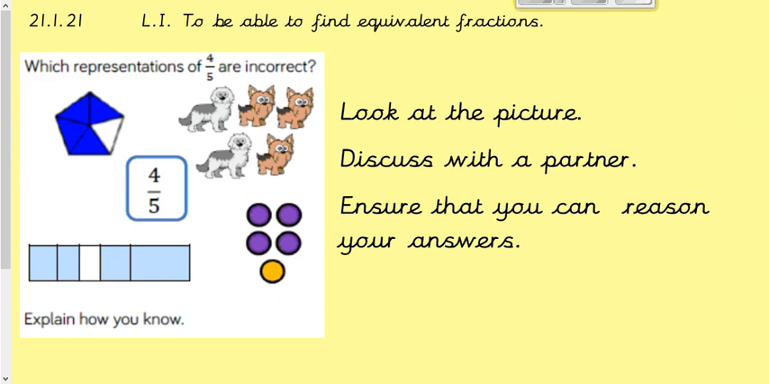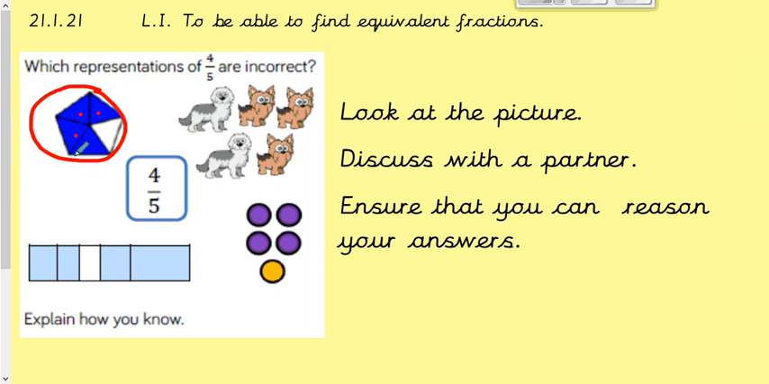Okay, hopefully you managed to have a little look at all of the representations. We're going to go through them together now, so if you weren't able to do it, then hopefully this will make a bit more sense to you. So the first one, this one here, is a 1, 2, 3, 4, 5, yeah, a pentagon, and it's been split into 5 sections. So we have 5 sections altogether, and we have 1, 2, 3, 4 parts shaded. Therefore, that is a representation of 4/5 because they're split up equally into the triangles, and therefore there are 4/5 of the shape shaded.